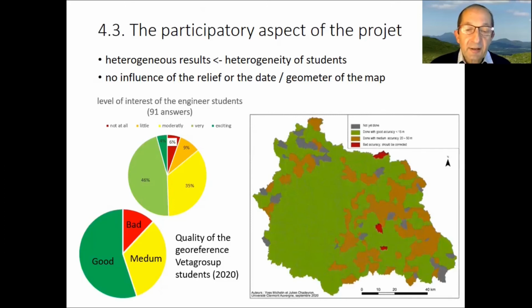And here's the result. In green, you have the townships that have a good accuracy, less than 15 meters. In orange, those with a medium one, between 20 and 50. In red is the really bad work that should be done again. And in gray, you have the municipalities, townships that have not yet been done.